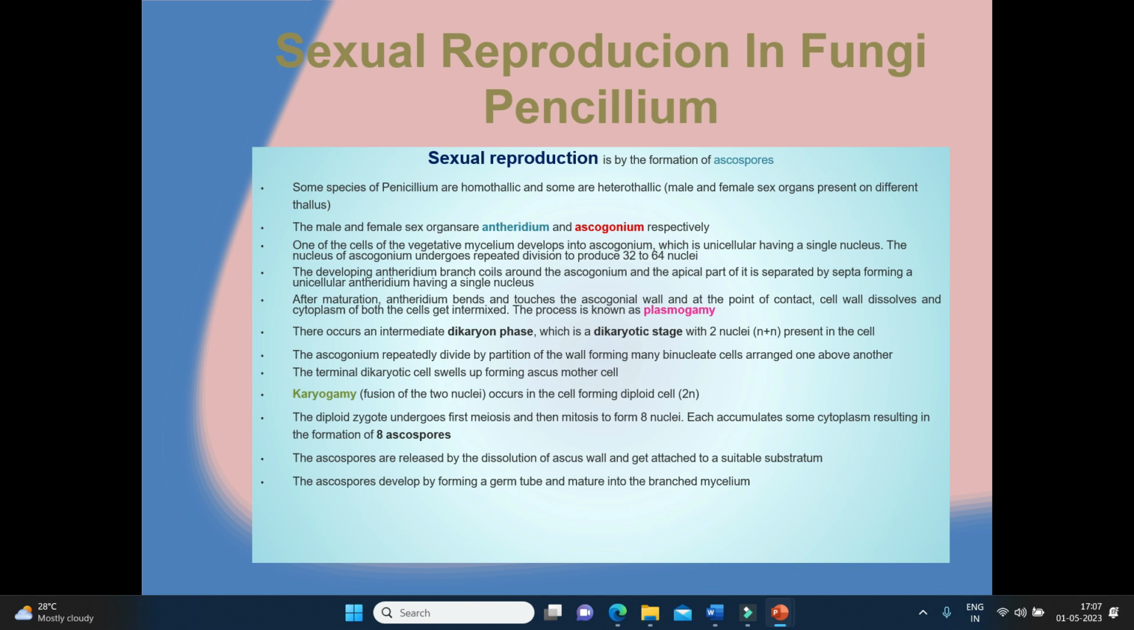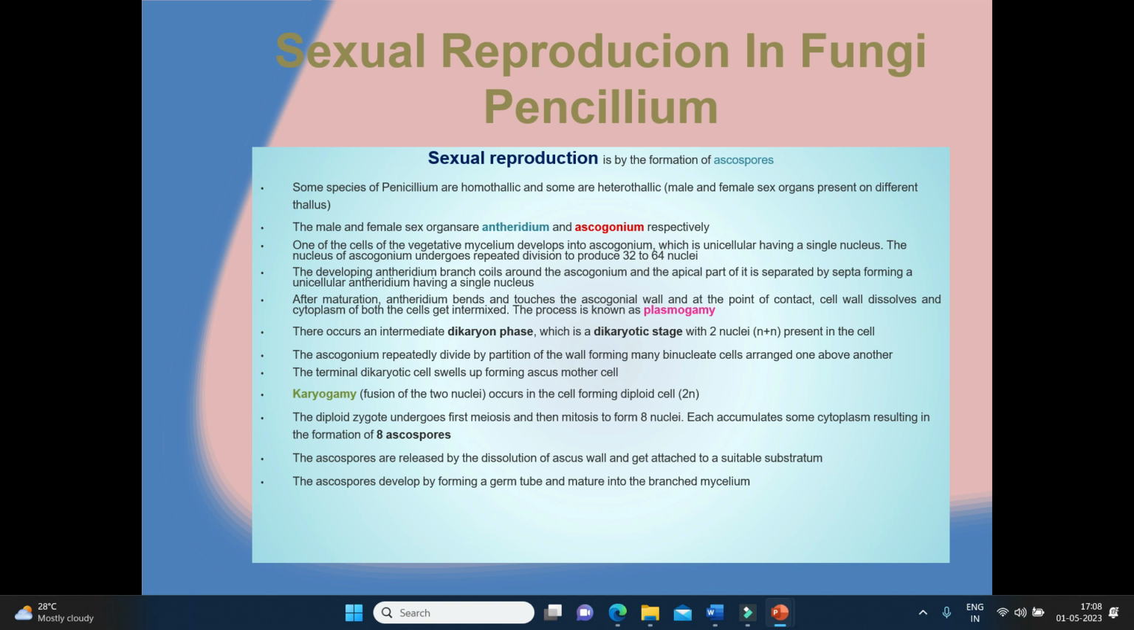One of the cells of the vegetative mycelium develops into the ascogonium, which is unicellular, having a single nucleus. The nucleus of the ascogonium undergoes repeated divisions to produce 32 to 64 nuclei. The developing antheridium branch coils around the ascogonium, and the apical part of it is separated by septa, forming a unicellular antheridium having a single nucleus.